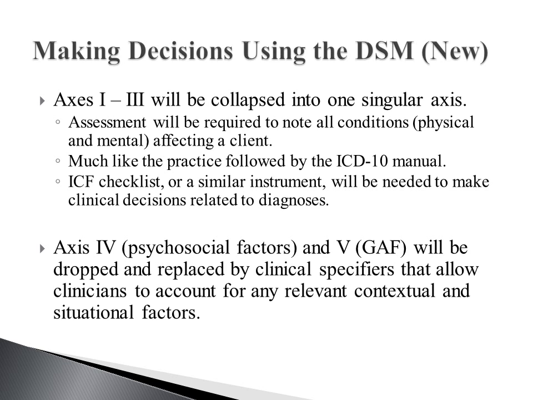With this new collapsed singular axis, there's going to be a need for new ways to diagnose or collect information about clients. One example may be the ICF checklist. It could be used to identify signs and symptoms and make clinical decisions related to diagnoses. The ICF checklist is a lengthy questionnaire to use with clients. It's 15 pages in length, and a copy of it is placed on the Blackboard page for you to view.